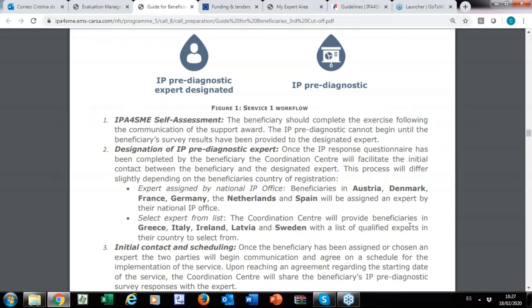So the expert will support you in creating an IP business strategy. We put the word business because the idea is that they initially know what your business is about, using the IP self-assessment plus the information that they can find through other public places like the website and so on. And they will schedule an initial meeting with you, preferably a personal meeting, but in some cases, because of the distance and the availability in agendas, some of the interviews are being done by Skype.